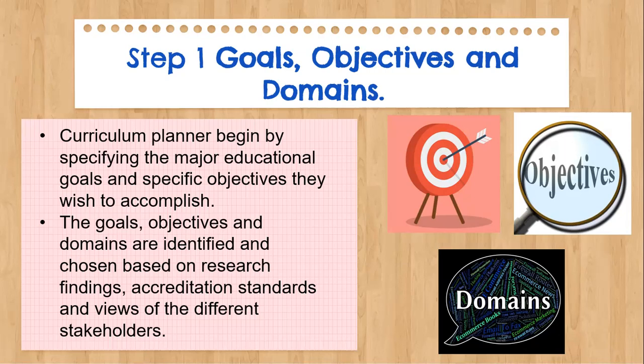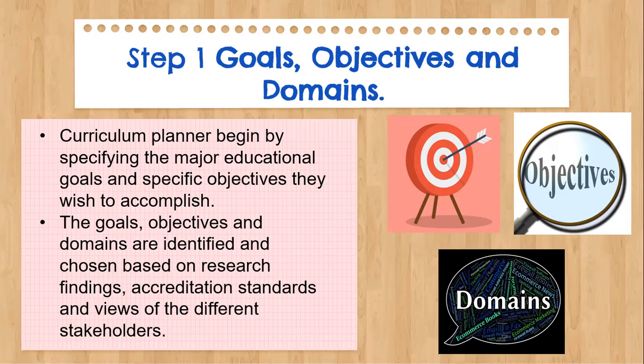Or we can see that our students have been improving, or we see students who are stagnant in their knowledge, who have not learned, who are lacking in the lesson. So that's why we have to change the curriculum. We have to improve the curriculum because of what happened. That is why it's also very important that students have goals and objectives, because that tells what needs to be attained or achieved after our education or our studies. Second, the goals, objectives, and domains are identified and chosen based on research findings.